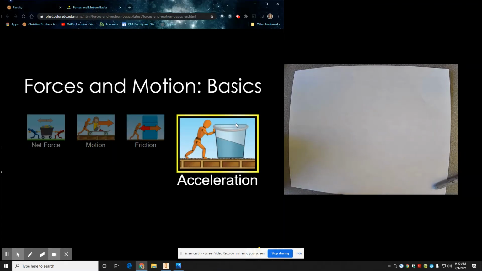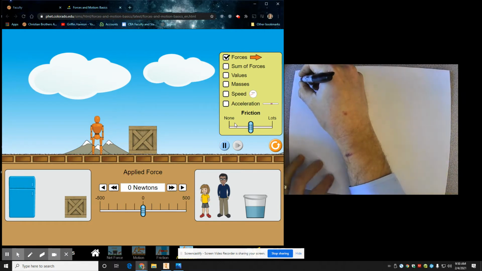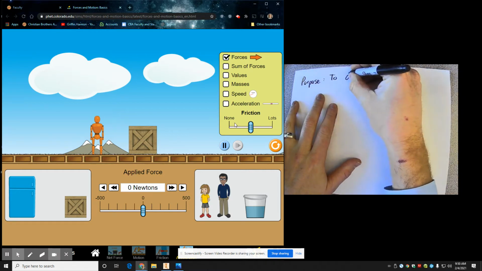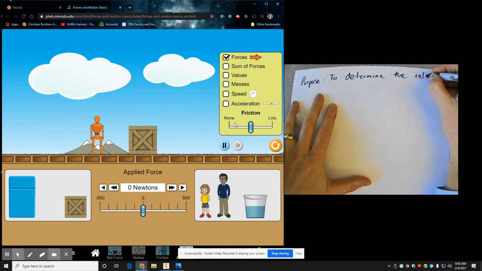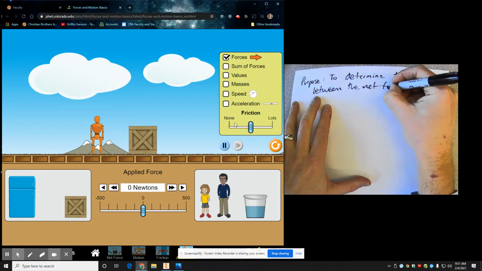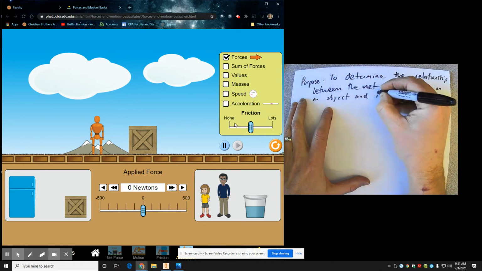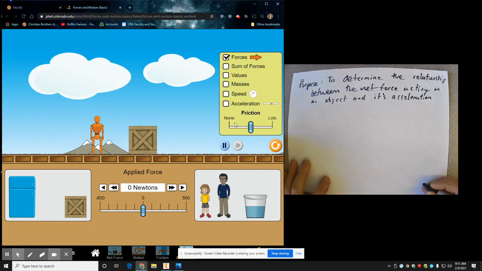Okay, so to actually do this lab, I'll show you what to do here. The purpose, again, is to determine the relationship between the net force acting on an object and its acceleration. All right, the net force and the acceleration.